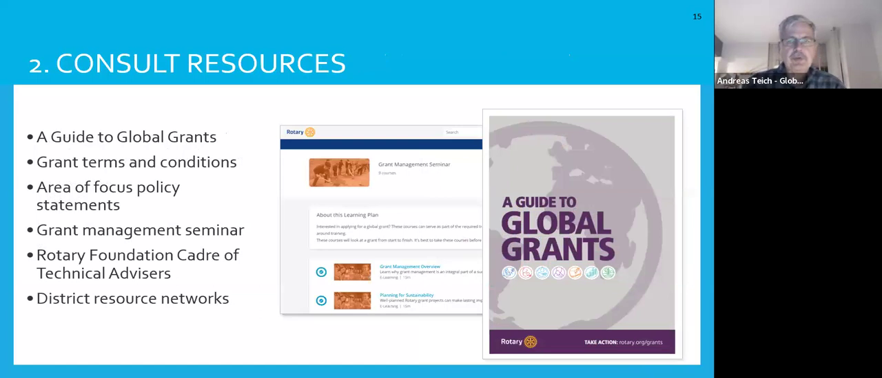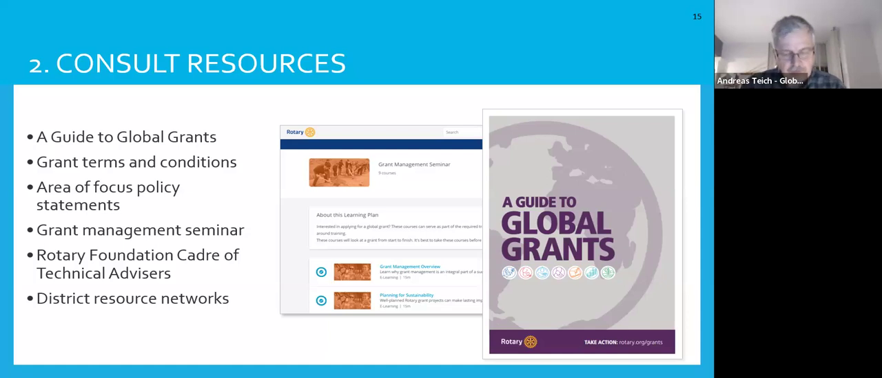Consult the resources available. This book called A Guide to Global Grants is also available on the Rotary website. I've downloaded it, it's in my notebook. So once you've done that, you develop a strong application by becoming familiar with the resources that can help you. Before you start, read A Guide to Global Grants. It includes everything you need to know to get started.